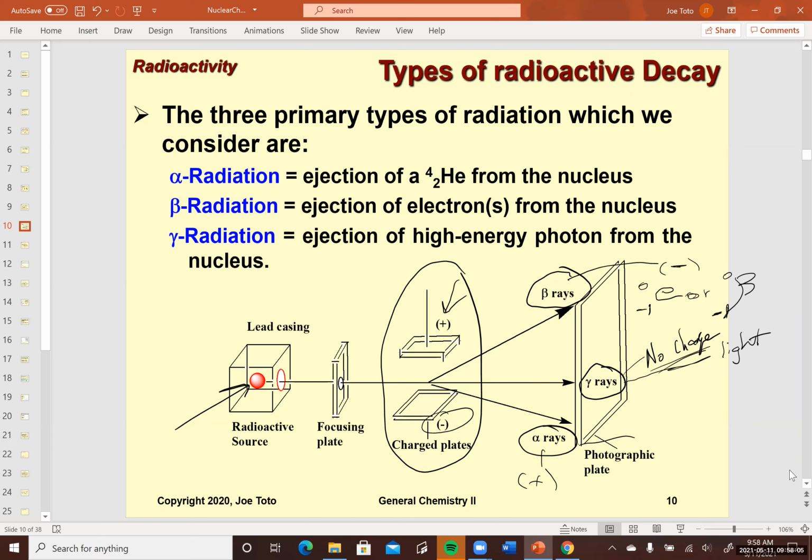And the alpha particle, which is positively charged, you'll notice that the bending from the path is less for gamma than it is for beta, and that gave evidence to the relative mass of the two particles. It turns out that the alpha particle is none other than a helium nucleus.